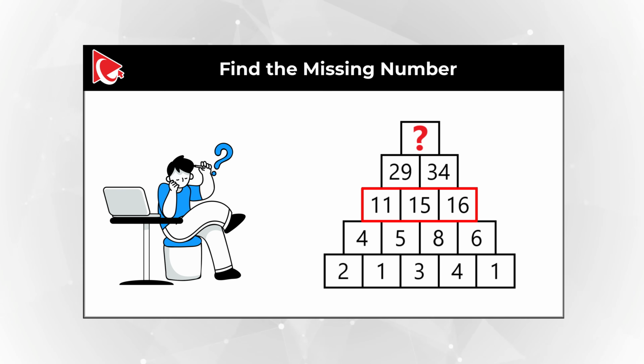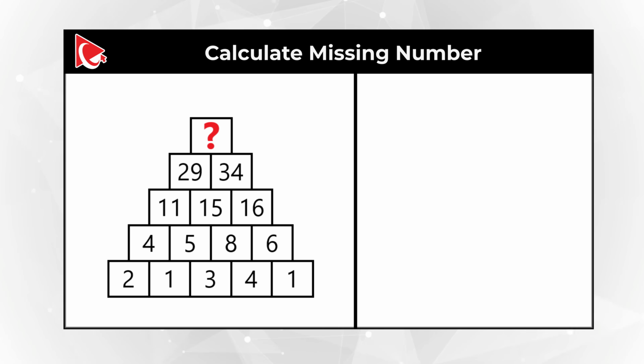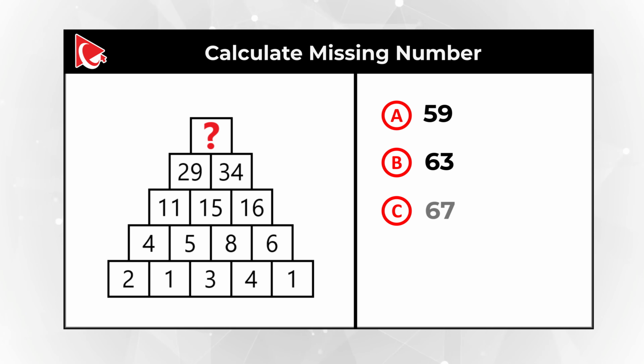Next row contains numbers 11, 15, and 16. Following row has numbers 4, 5, 8, and 6. And then the last row has numbers 2, 1, 3, 4, and 1. You need to calculate the missing number, which is in the top row. And you have 4 different choices. Choice A, 59. Choice B, 63. Choice C, 67. And then choice D, 73.